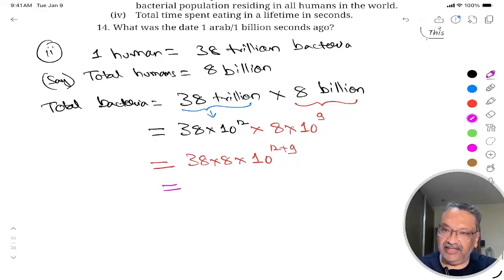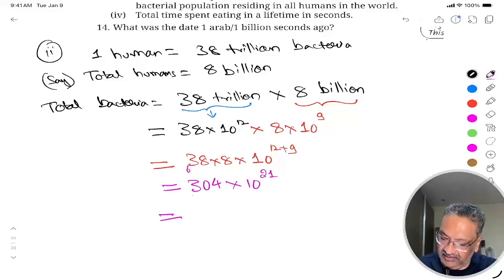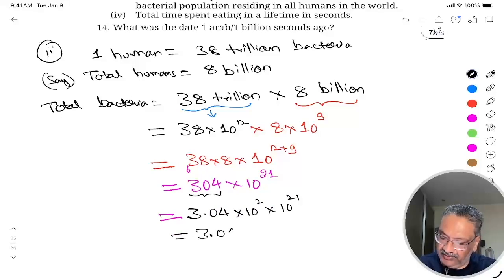So what is 38 into 8? 8 8s are 64, 4, 6 carry, 8 3s are 24. 304 into 10 to the power of 12 plus 9, that is 21. So this is nothing but, now I will convert this into scientific notation. So this becomes 3.04 into 10 to the power of 2 into 10 to the power of 21 is equal to 3.04 into 10 to the power of 23. 21 plus 2 is 23.